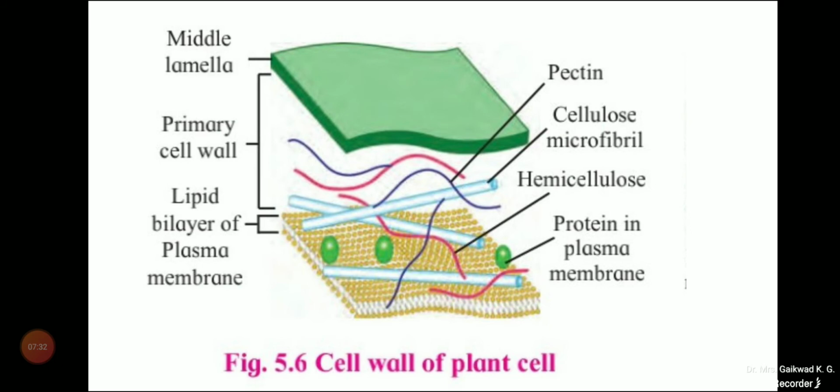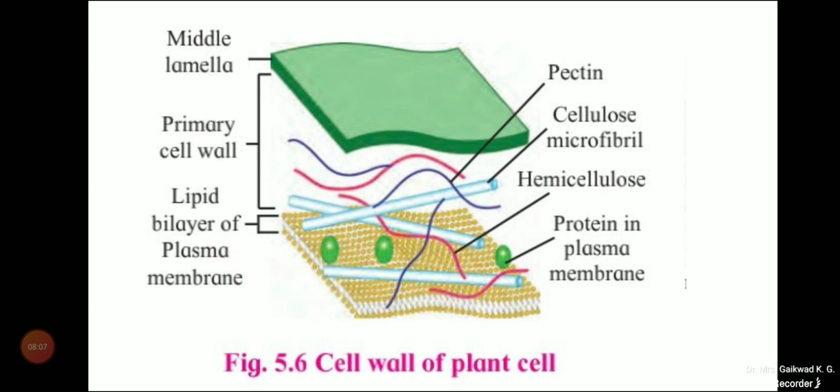What is the basic function of the cell wall? The cell wall gives shape to the whole cell, and it protects the whole cell from mechanical injury and infection also. Okay, so let's see the structure of the cell wall in a plant cell. The cell wall shows what? Three layers: the middle lamella, then the primary wall, and the secondary wall.